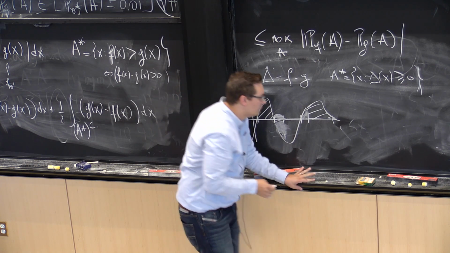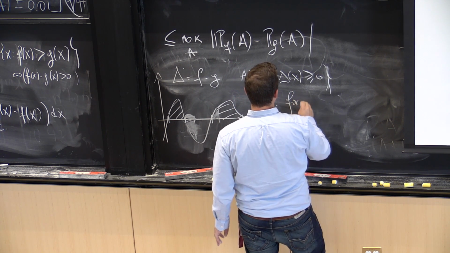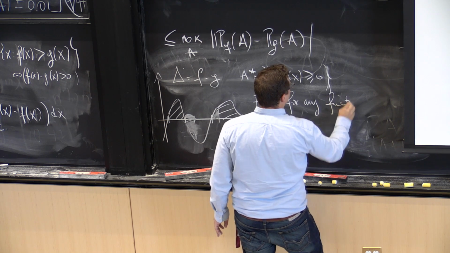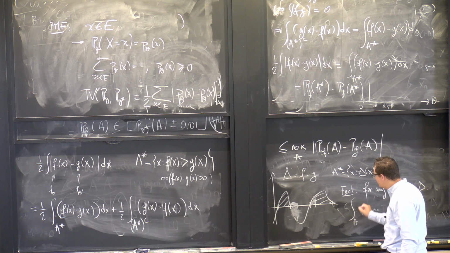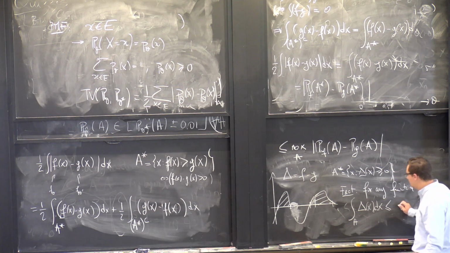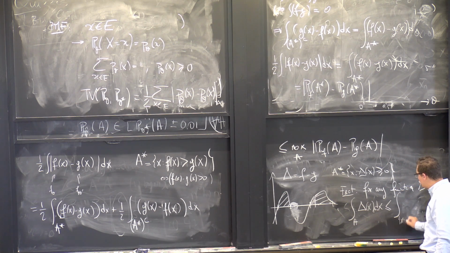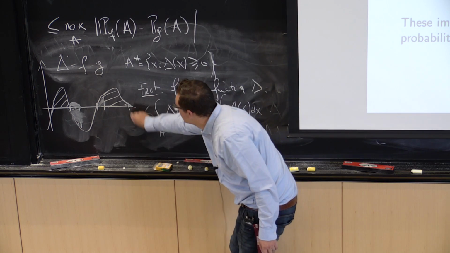All right, so we used the fact that for any function, say delta, the integral over A of delta is less than the integral over the set of x's such that delta of x is non-negative of delta of x dx. Okay? And that's an obvious fact, just by picture. And that's true for all A.